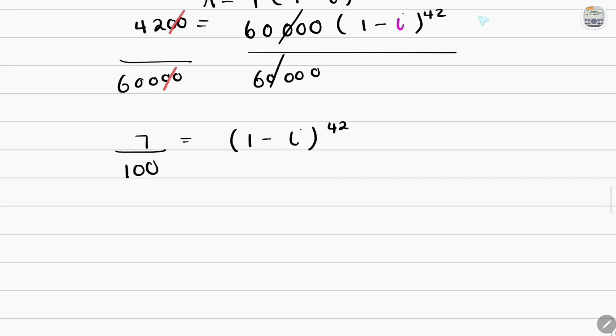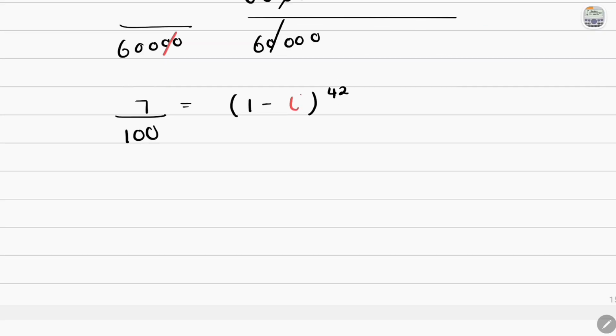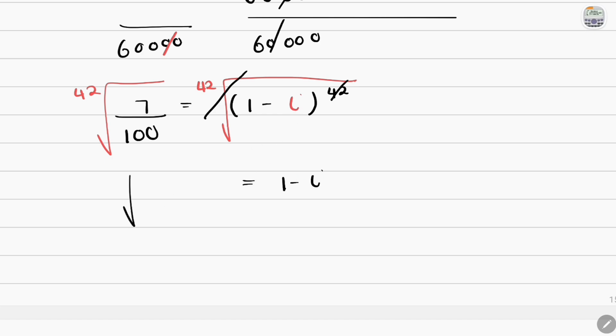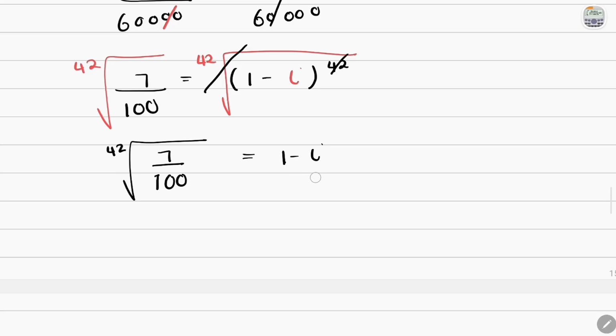Now we're still trying to get to the I. So we're going to get rid of that power of 42. So we will find the 42nd root of both hand sides. But I'm not going to find that answer. I'll leave it like that because I don't want to work with decimals for now. And so this breaks open. And now we have here, we have 1 minus I is equal to, again, the 42nd root of 7 over 100. And then we can transpose the I since it's negative. So it now becomes positive I. And we're saying this is equal to 1 minus this value. And that's all we have to find.